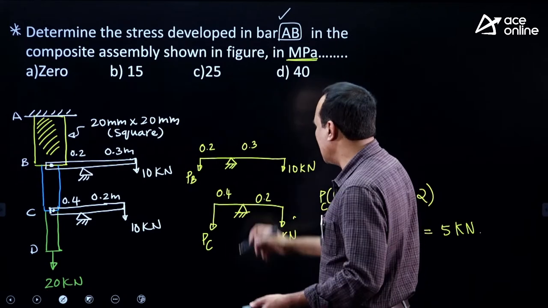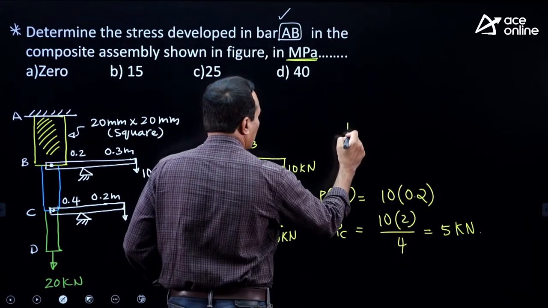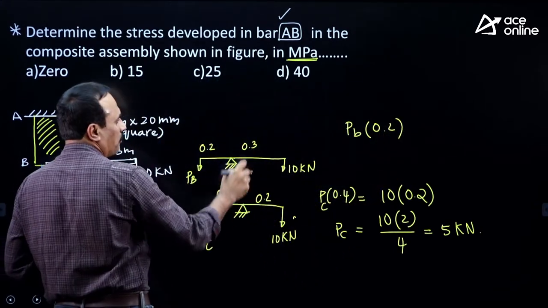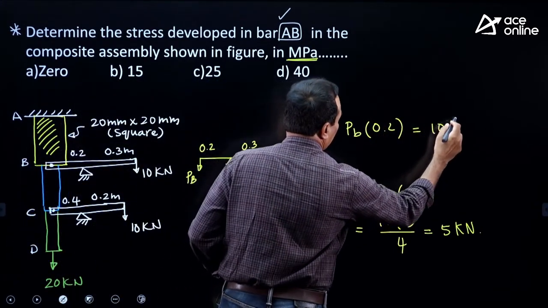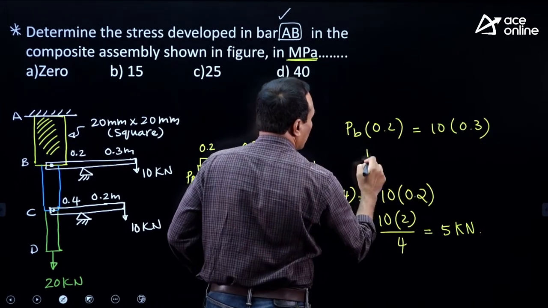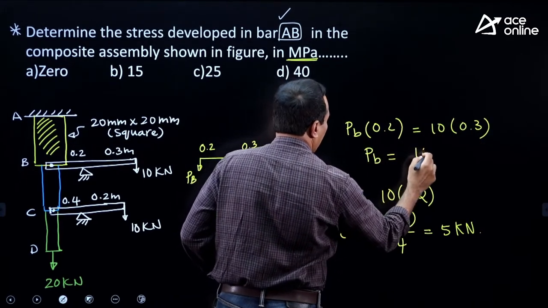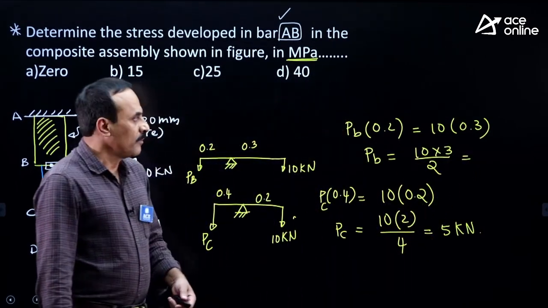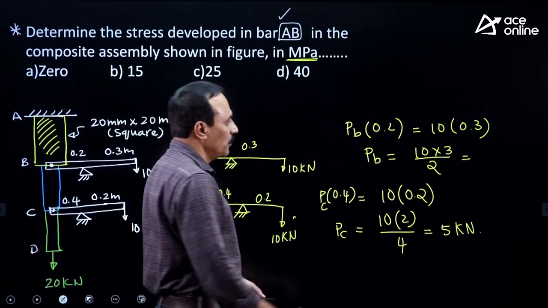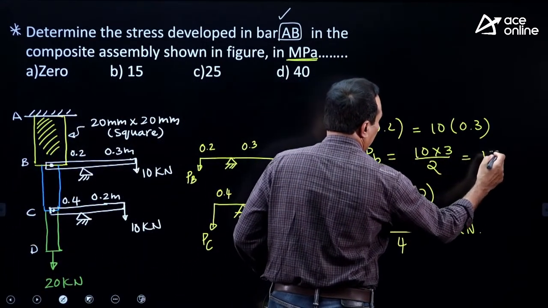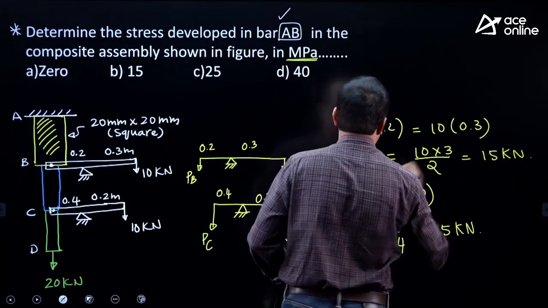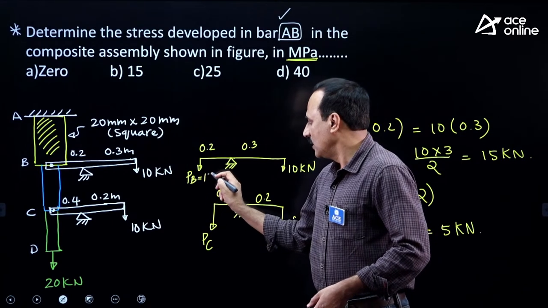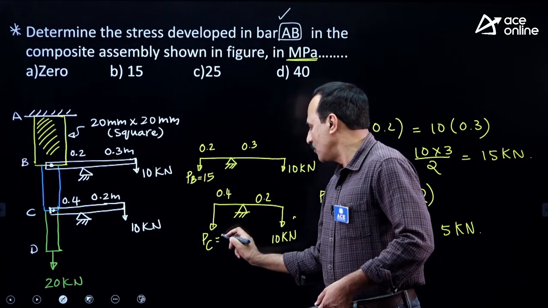Now, PB you can calculate in the same way. So, PB into 0.2 this side is equal to 10 into 0.3 other side. So, PB will be 10 into 3 by 2, 15 kilonewton. Okay? This PB is 15 kilonewton and PC is 5 kilonewton.